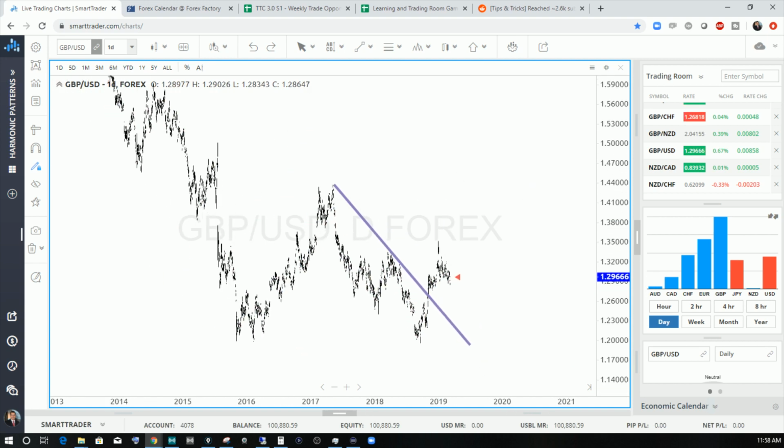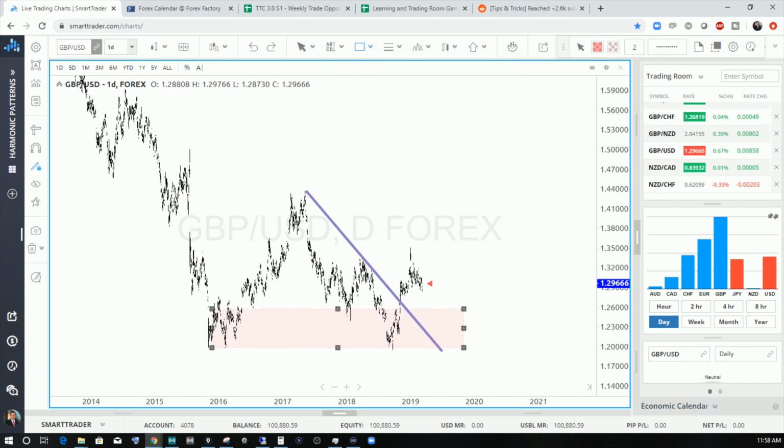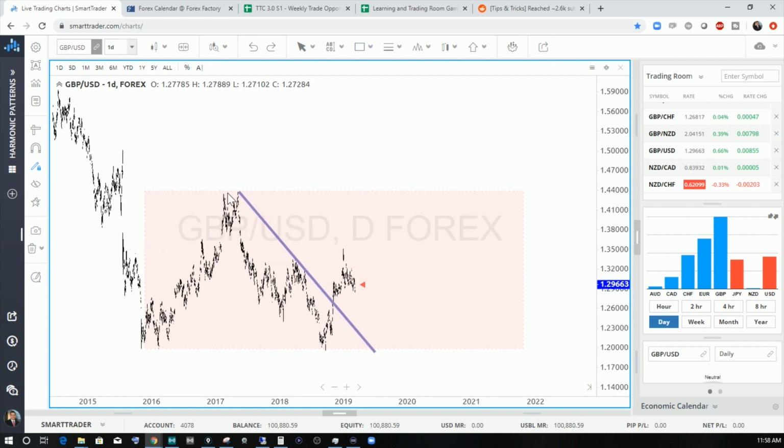Now, what I also have to identify right here is that we've got bottoms down here. Look at that. Now, this could be consolidation or it could be double bottoms. Double bottoms, we've got to take out the confirmation point in order for it to confirm.